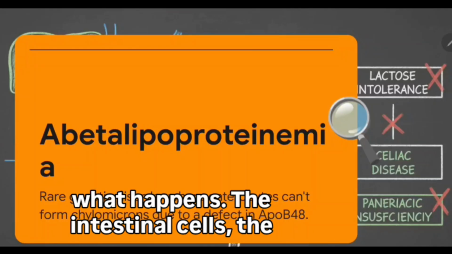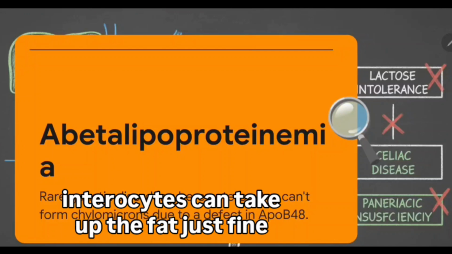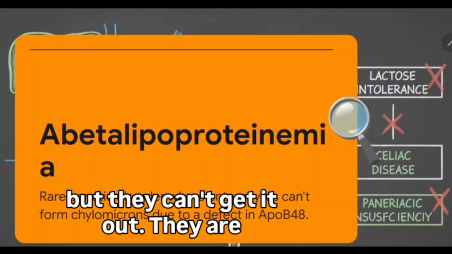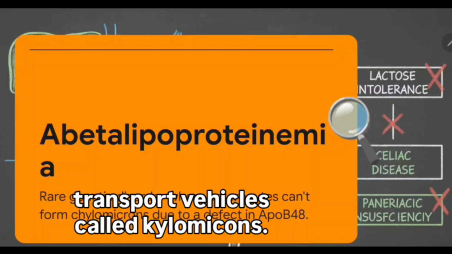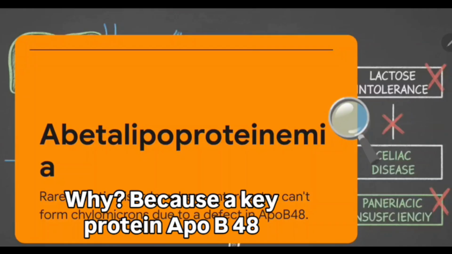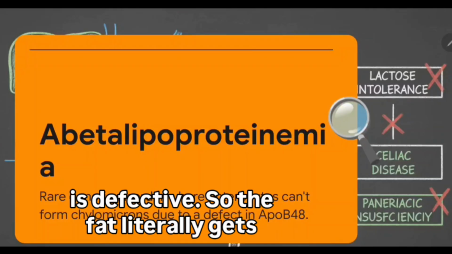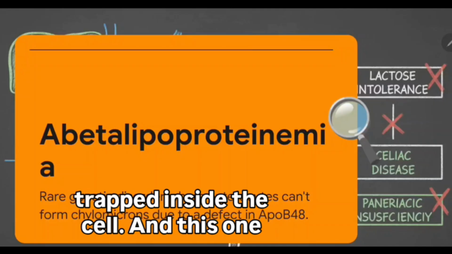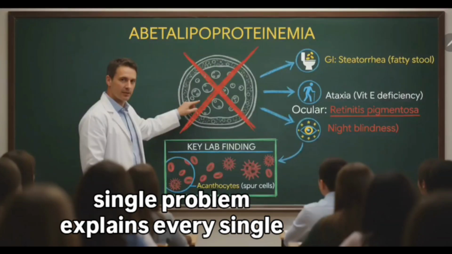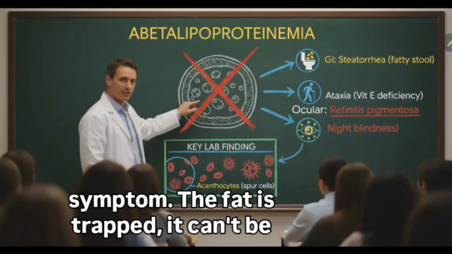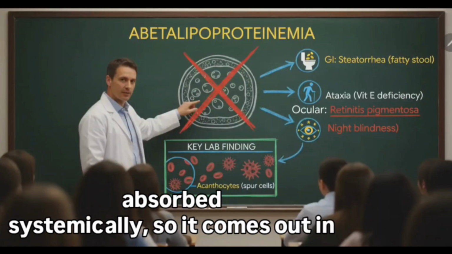And here's what happens. The intestinal cells, the enterocytes, can take up the fat just fine, but they can't get it out. They are unable to pack the fat into these little transport vehicles called chylomicrons. Why? Because a key protein, ApoB48, is defective. So the fat literally gets trapped inside the cell. And this one single problem explains every single symptom. The fat is trapped, it can't be absorbed systemically, so it comes out in the stool.